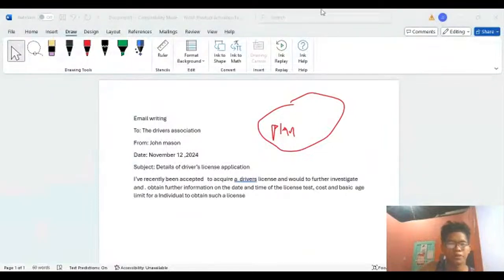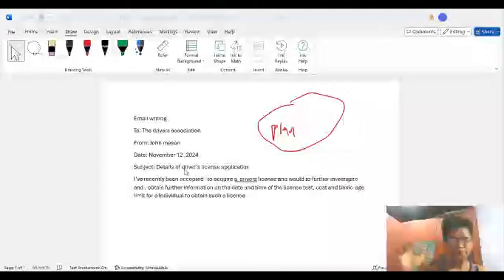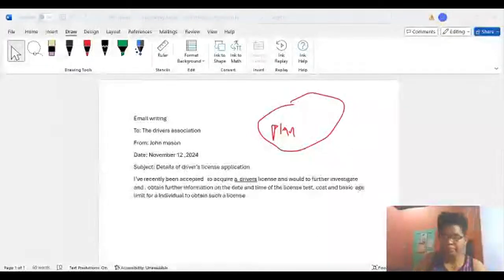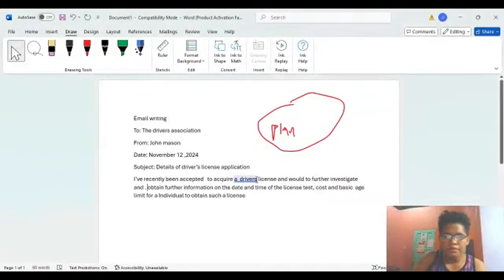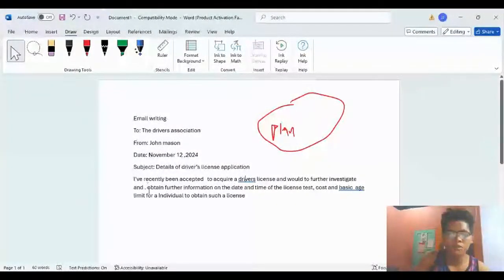All right, so we're cooking with fire, guys. We're getting there. So I've recently been accepted to acquire a driver's license and would like to further investigate and obtain further information on the date and time of the license test, cost, and age limit for an individual to obtain such a license.